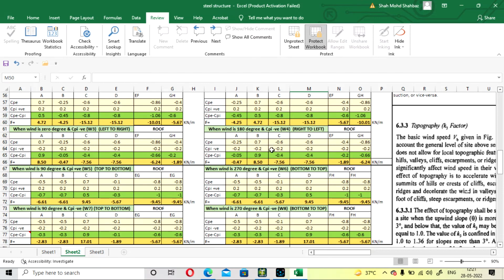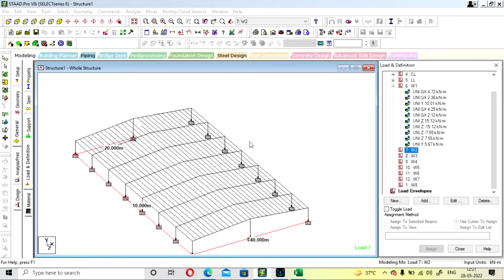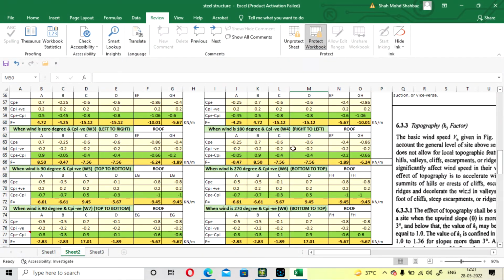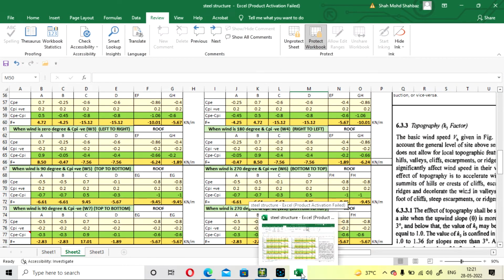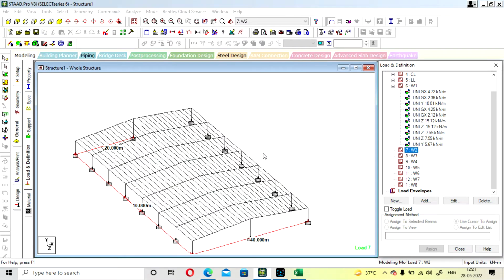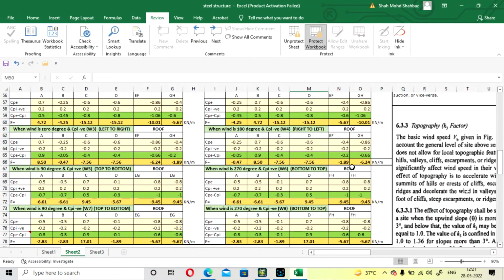Similarly for 180 degrees, it will be taken from 180 degree when it is acting towards the C. So your C value will be positive and all the values will be negative. Okay, this is B. So B value will be positive, and A, C, D, all three values will be negative. So B is positive, all three values will be negative.